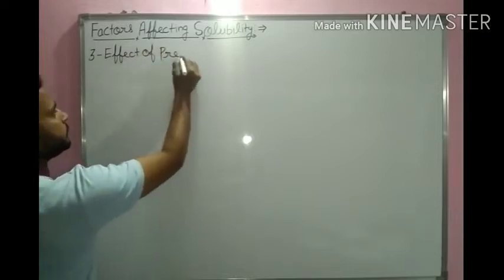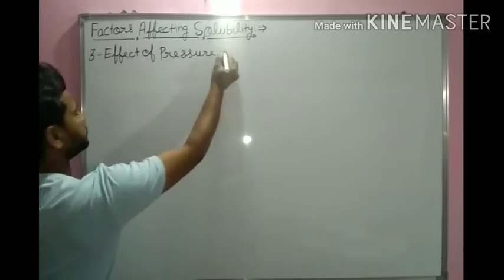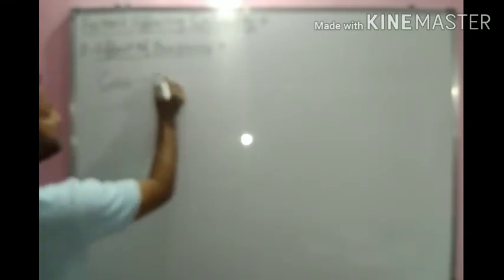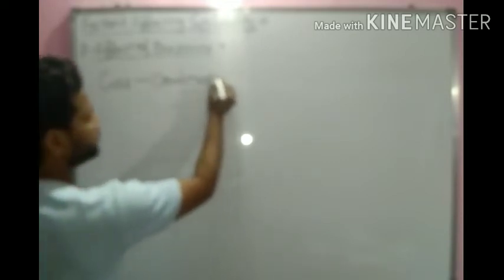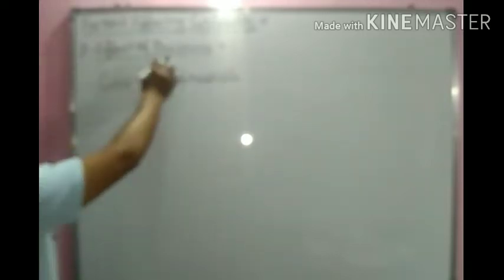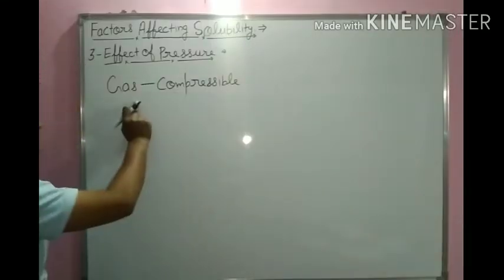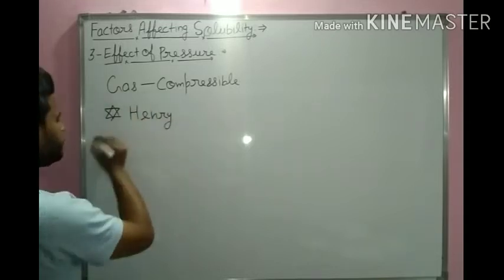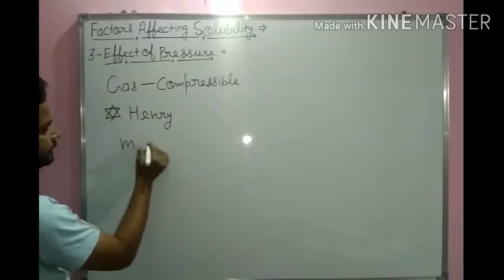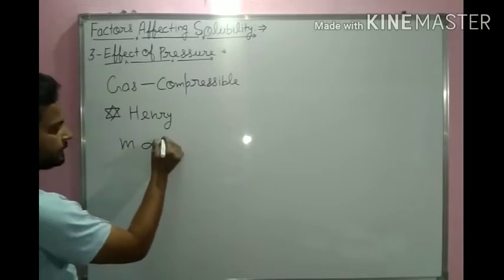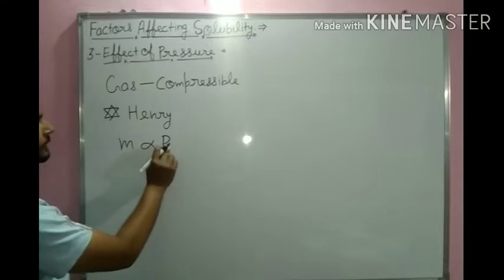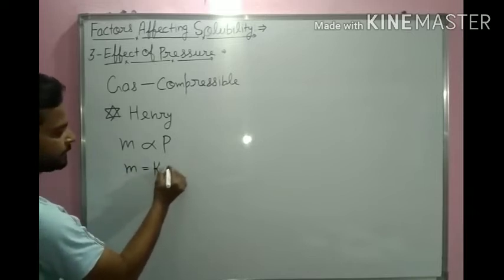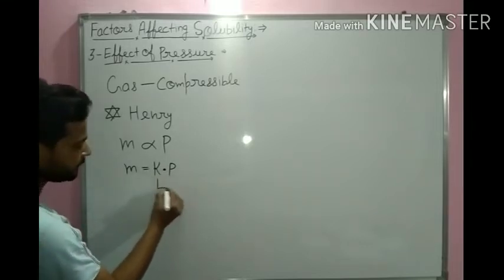Effect of pressure. We know that gases are compressible in nature, so solubility of gas is highly affected by pressure, and this effect was first studied by Sir Henry. He said that the mass of any gas dissolved in a liquid at a particular temperature is directly proportional to its equilibrium pressure in the solution. Finally, m equals K multiplied by P, where K is a proportionality constant.